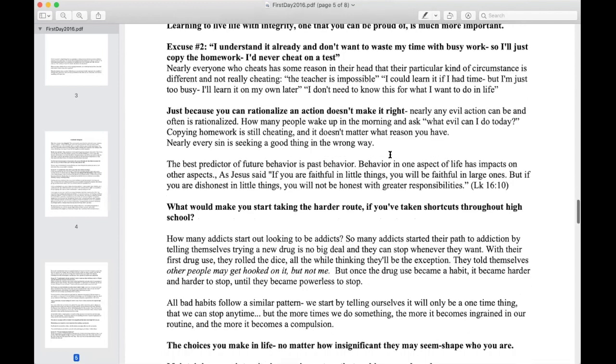On the next page, for excuse number 2, this is really common for a lot of students, where you feel like you understand the material already, it's easy, so it's just busy work. And so I'll copy the homework, but I wouldn't cheat on a test. I just want to get this homework done with, because it's pointless homework. It's just drilling. It's things that I don't need to do.